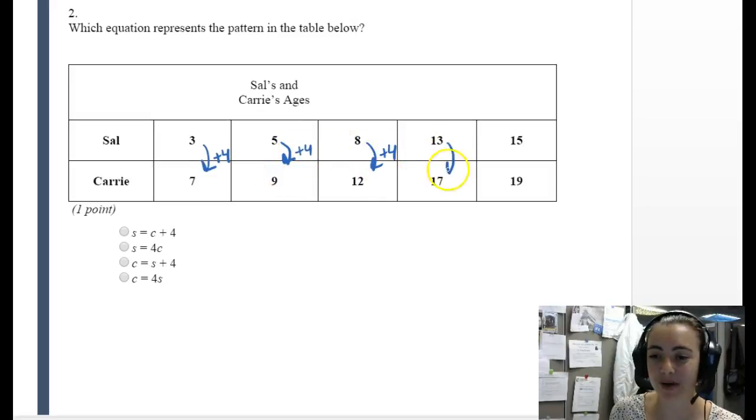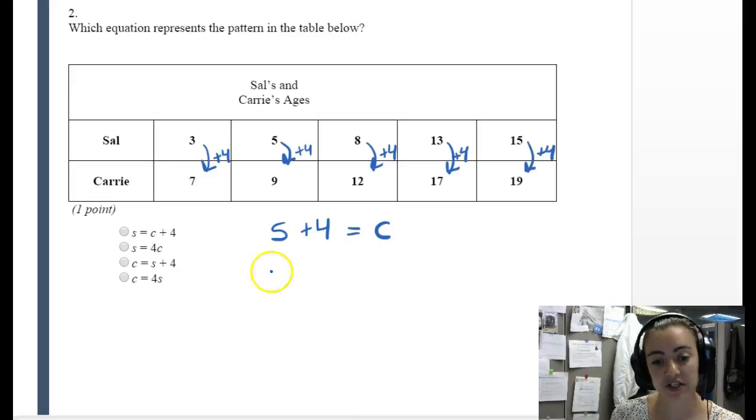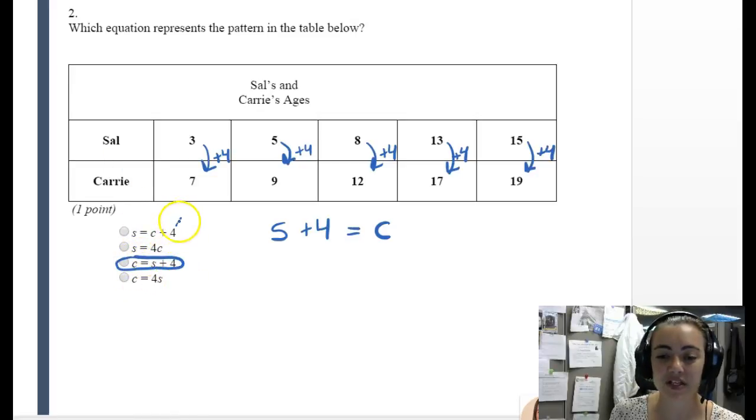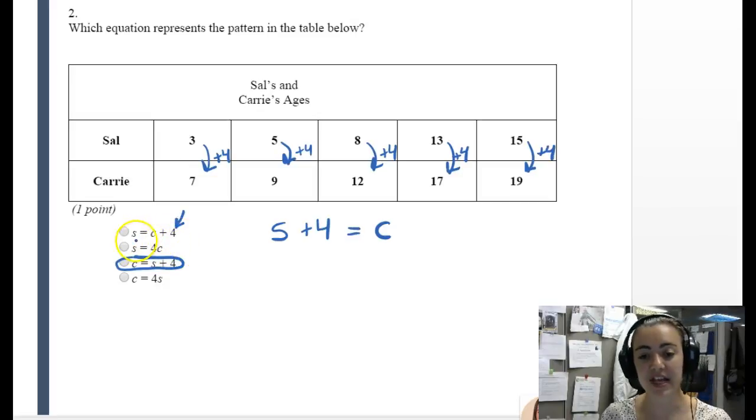So knowing what we know about ages and how you're not going to age faster than someone else, the same years to travel around the sun, it does look like Carrie is older than Sal by 4 years. So if you were to take Sal's age and add 4, you'd get to what Carrie's age is. So let's see if that matches one of the equations here. It looks like C is equal to S plus 4 is that third option. This is a commonly placed one, but if you look at it, it says Sal is equal to Carrie plus 4. That would mean that Sal is older than Carrie. Well, it's actually the reverse of that. Sal's younger than Carrie every single time.